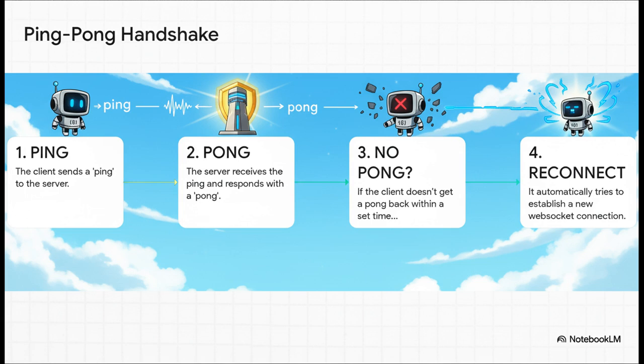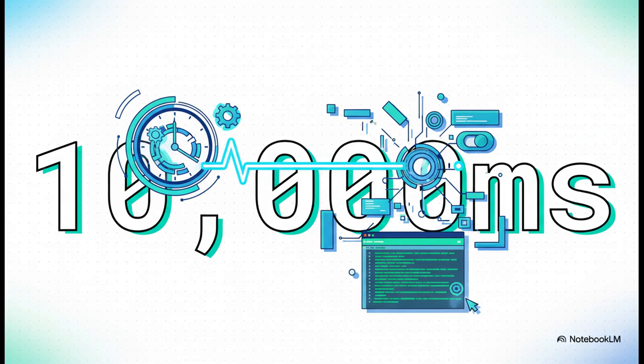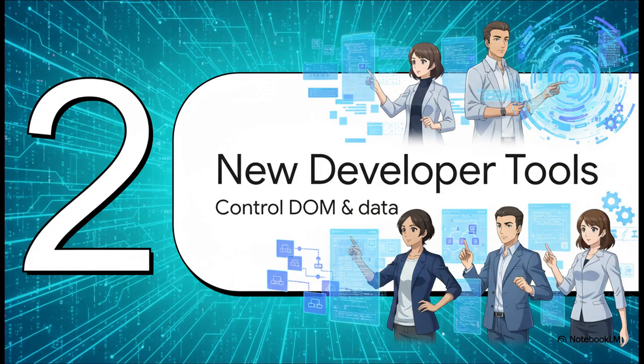And if the client doesn't get that pong back within a certain amount of time, it just assumes the connection's dead. And crucially, it automatically opens up a brand new WebSocket connection. That's the secret sauce right there. Now, out of the box, the client will wait 10,000 milliseconds. That's 10 seconds for that pong to come back. But the really great part for us developers is that this is totally configurable. You can tweak this heartbeat timeout using the set website heartbeat timeout method to get it just right for whatever your application needs.